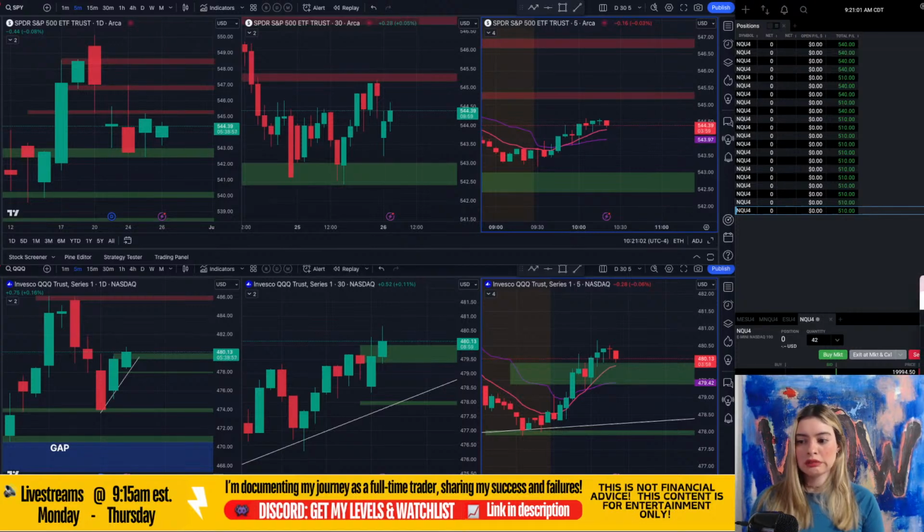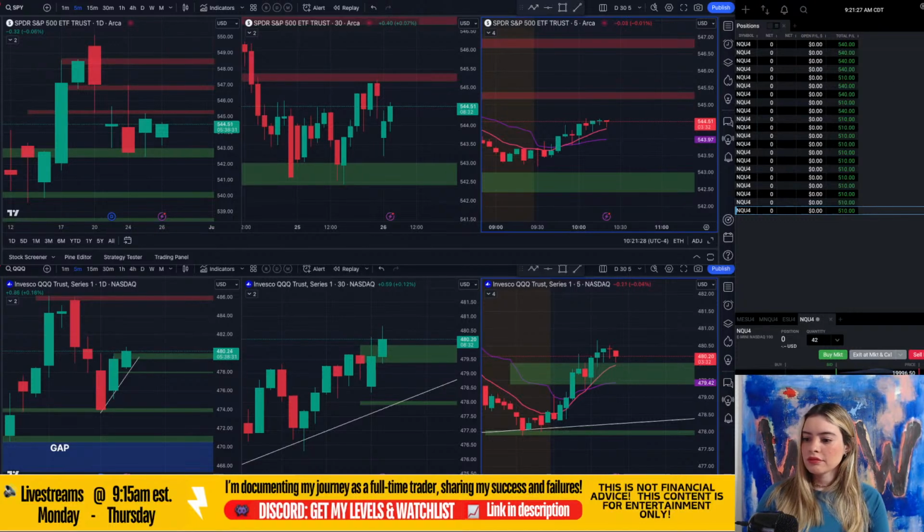Shorting Apple? Good luck. Apple is being resilient. Yes, it's at a very strong resistance, but it's holding. It's just holding very, very good. Microsoft looks better for a short, and I still will not short Microsoft either.